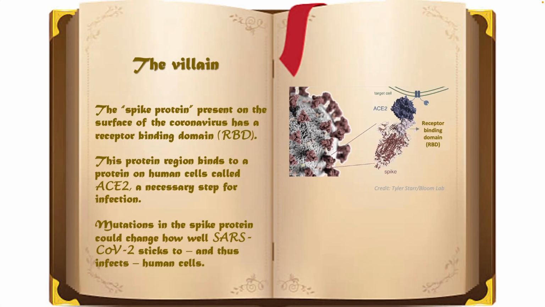And on the surface of this virus, there is the spike protein. So the spike protein has a receptor binding domain that will attach to the protein ACE2 that is on the surface of our cells, causing the infection. So mutations in the spike protein could change how well SARS-CoV-2 sticks to and infects our cells.